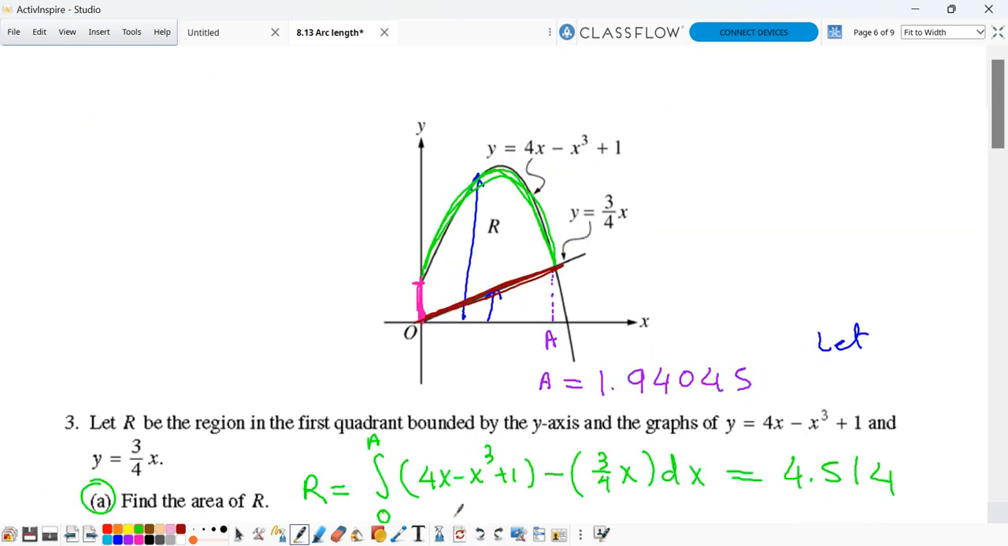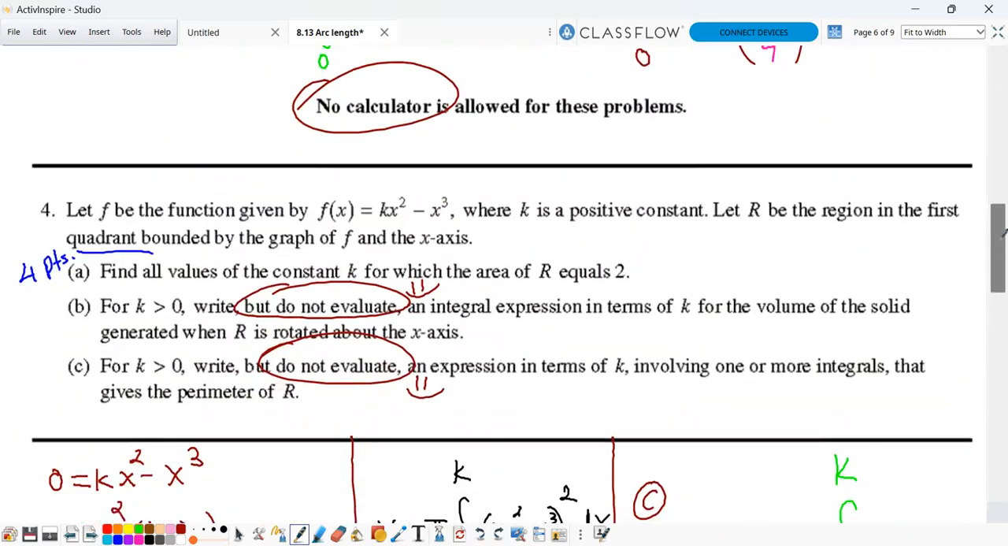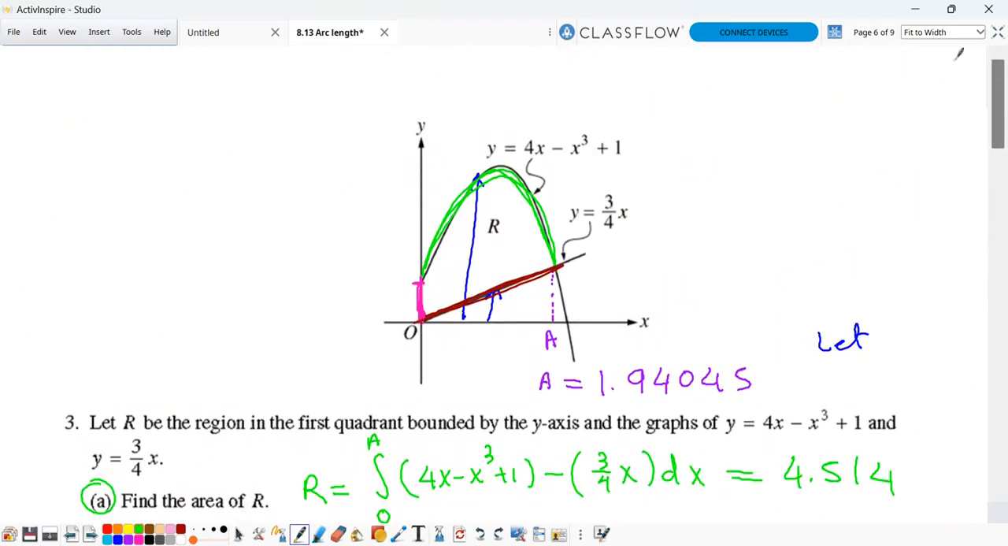There are many practice problems you could work on, and there is another one here.